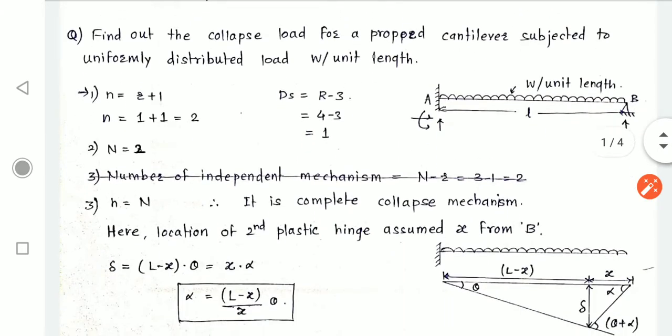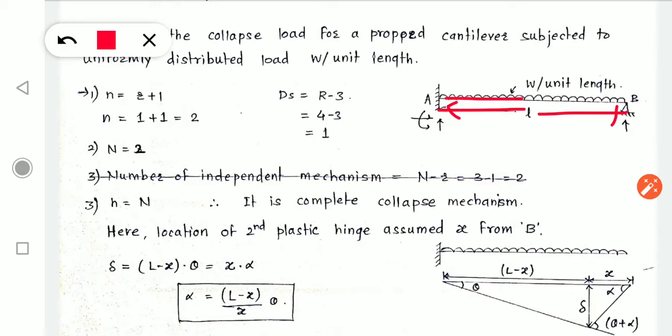Next problem is find out the collapse load for propped cantilever subjected to uniformly distributed load W per unit length. What's its length? Total length is L, and load acting upon it is, not W by 2, it is W per unit length. Okay, now first step is to find the DSI.